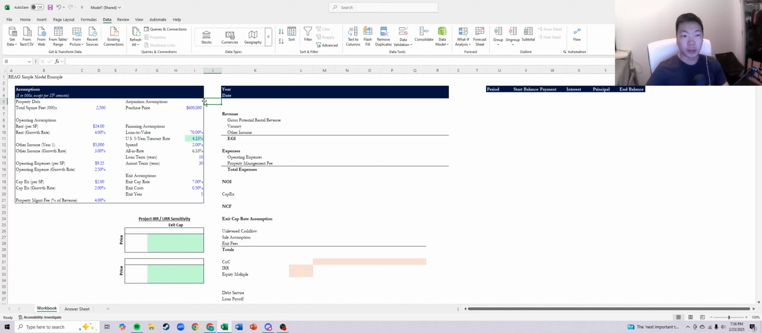All right, so here is the modeling exercise that we were looking at in class. This is a pretty simple model.